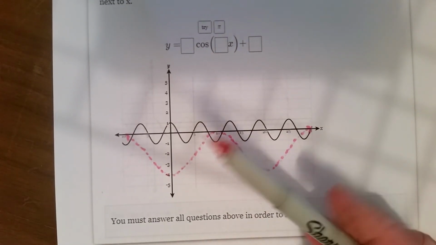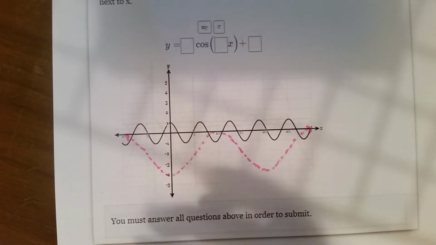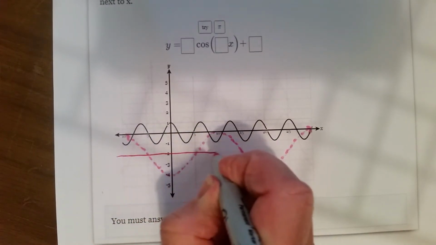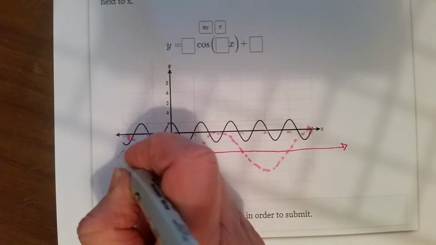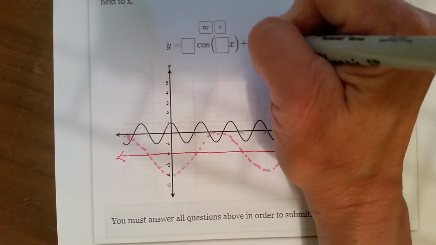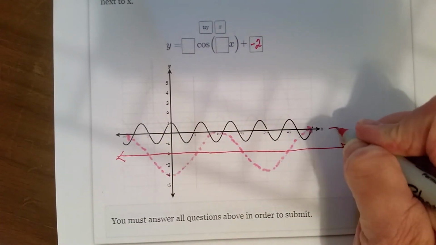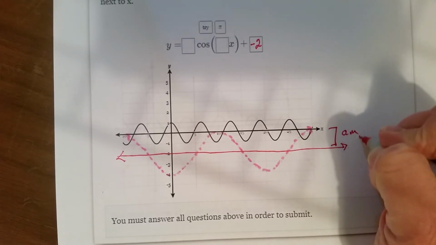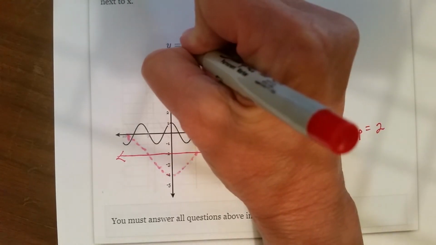Okay, first I'm going to find my amplitude. I'm going from 0 to -4, so that means my midline is right here at -2. And my amplitude is 2. So that goes there.